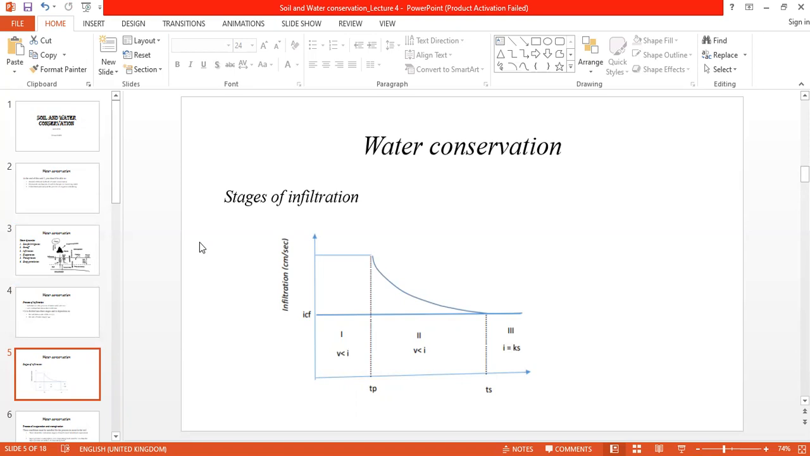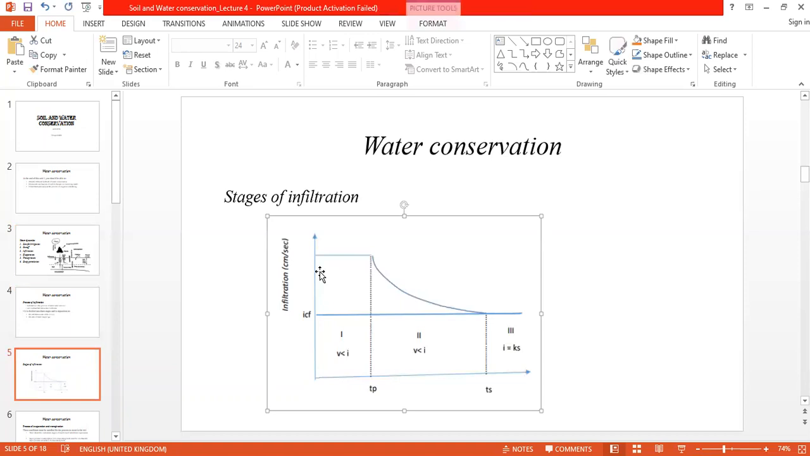In this case, the initial stage of infiltration, which we call stage 1, is where the supply is less than the demand. So everything that is being put there will be infiltrated into the soil, because the soil is able to take it. In the initial stage of infiltration here, which we call stage 1, from here to here, the rate is determined by the irrigation.